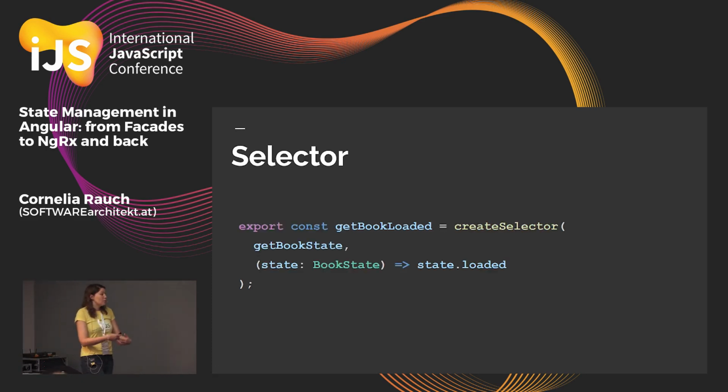And in order to select books from a state, we can also create selectors. In this case, I created a selector which is getting me books from my total book state. So I can just cut out a slice of my state and listen to that in my component.